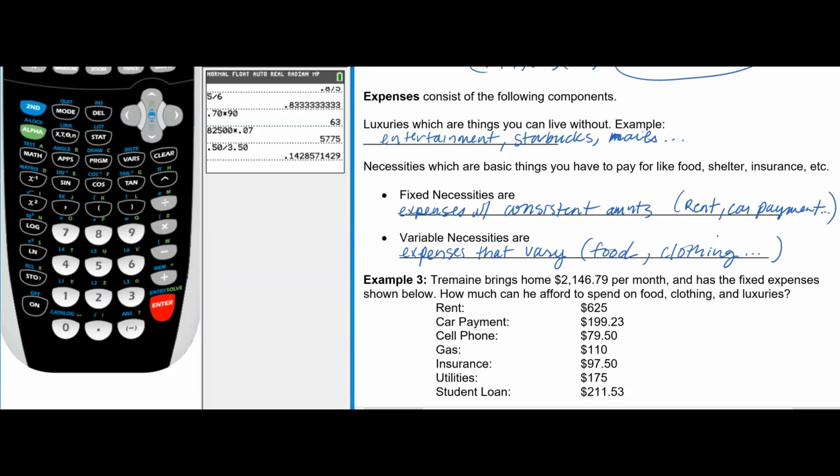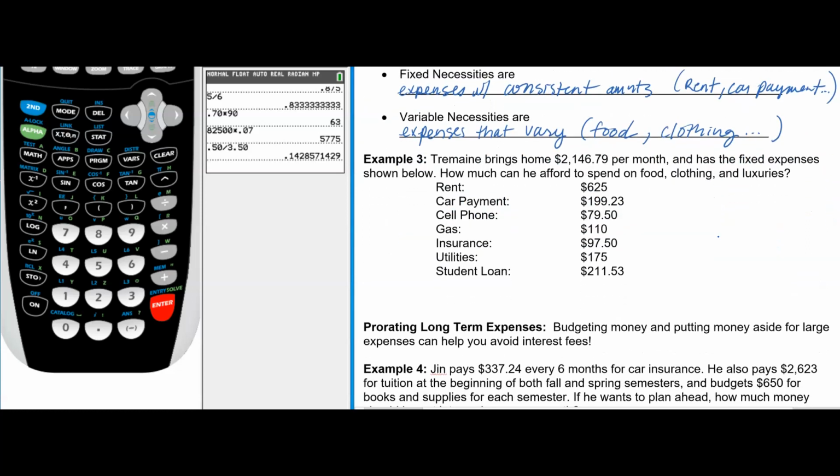So example 3 asks us to figure out, it says Tremaine brings home $2,146.79 per month and has the fixed expenses shown below. So these are all fixed expenses that he has. How much can he afford to spend on food, clothing, and luxuries?